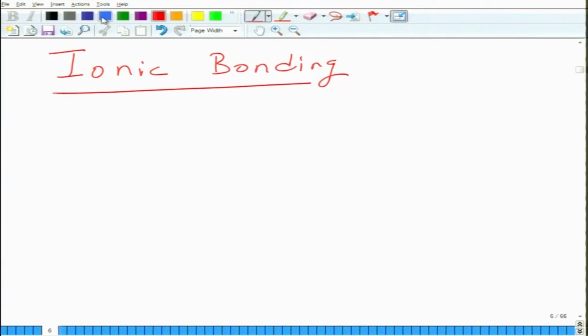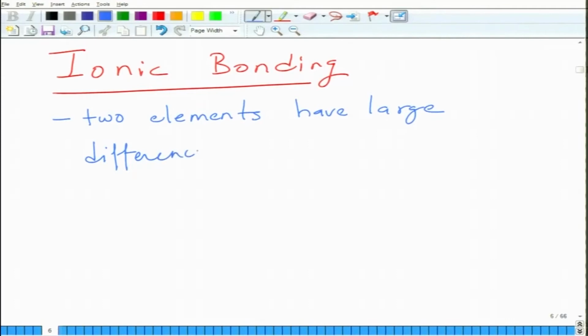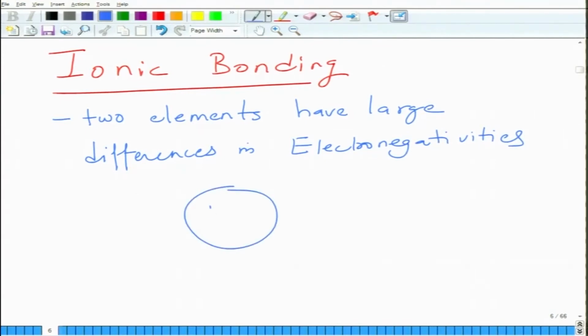Okay. So, ionic bonding happens when two elements have large differences in their electronegativities. So, for example, you take the example of sodium and you take the example of chlorine.